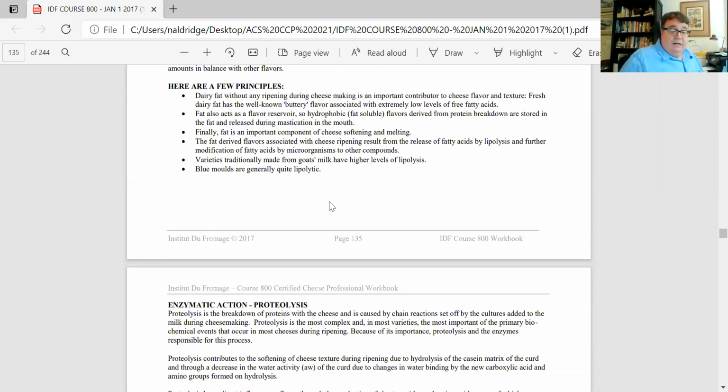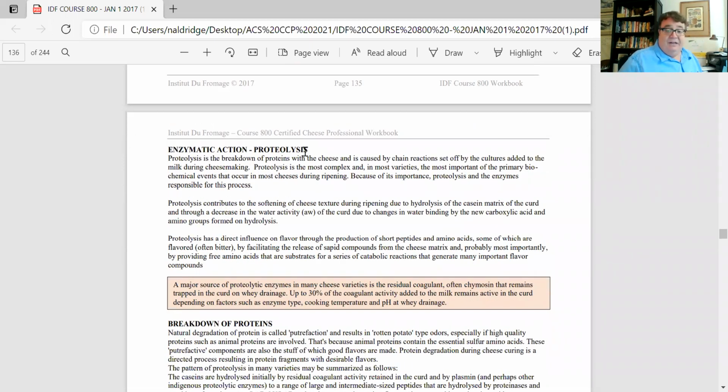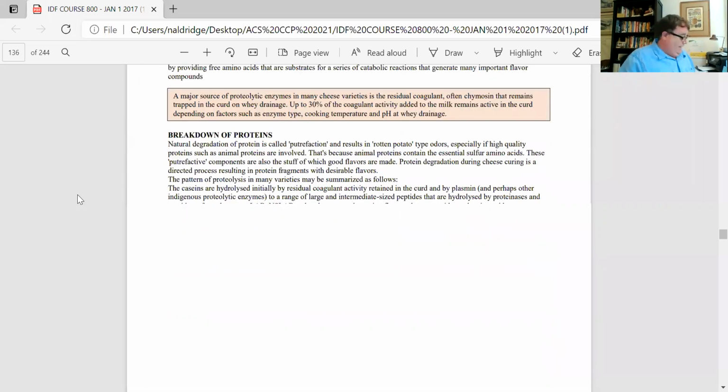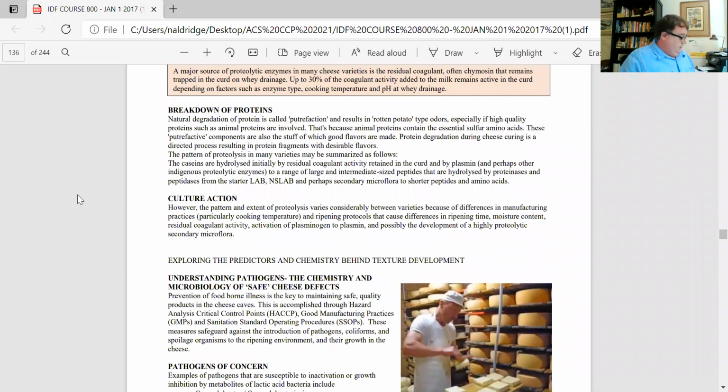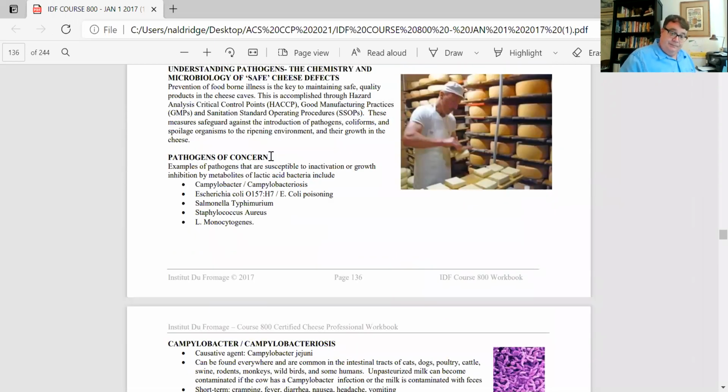All righty, now moving to 136. Proteolysis again, big dog. I would know that for sure. So the first part on page 136. And then we're going to go down. Now we're going to talk about pathogens. So let's move on down. Page 136, pathogens of concern. You are 120% going to be asked about pathogens.